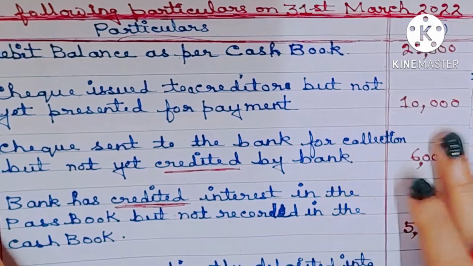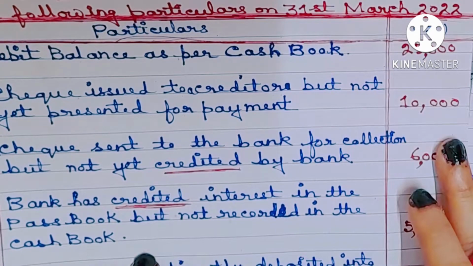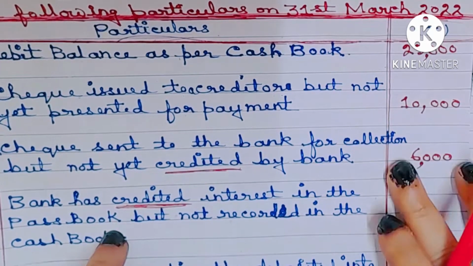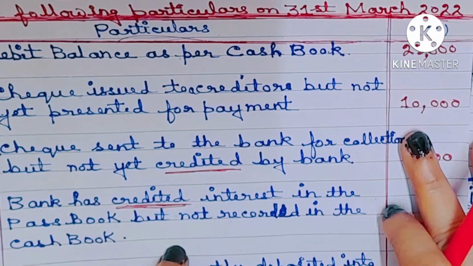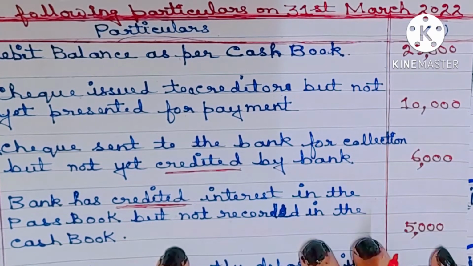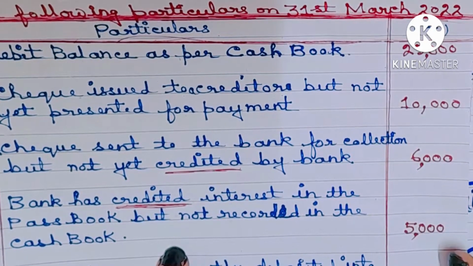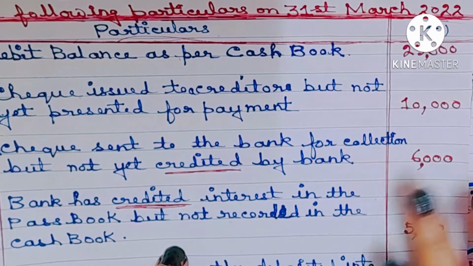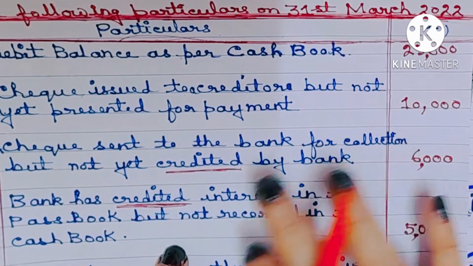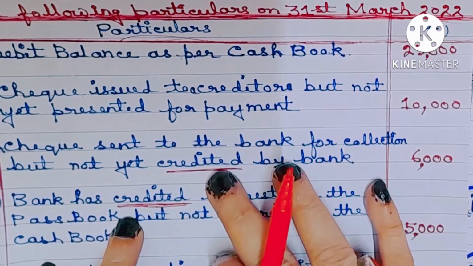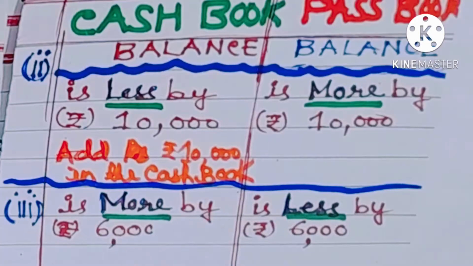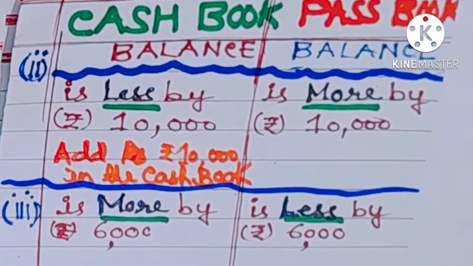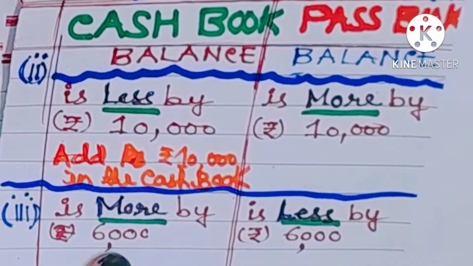Bank has not yet recorded the amount in the passbook. So passbook balance will remain the same, but cash book balance will be increased by rupees 6,000. So cash book balance is more by rupees 6,000. Understood? Because the check has not yet been credited by bank. Credited means the bank has not yet recorded the amount in the deposit column. Understood? So that is the reason passbook balance will remain the same. But cash book balance now is more by rupees 6,000.